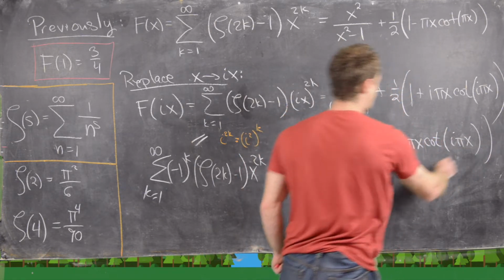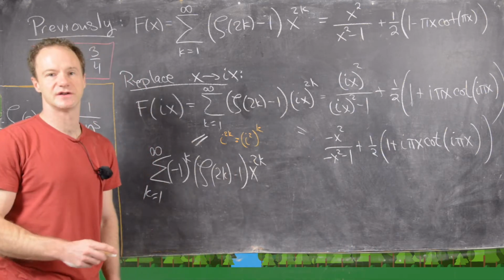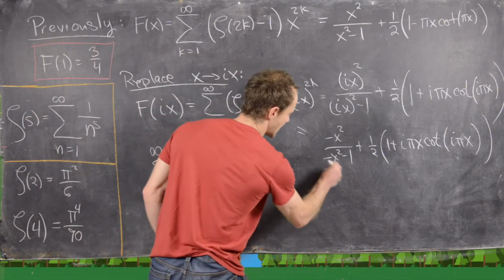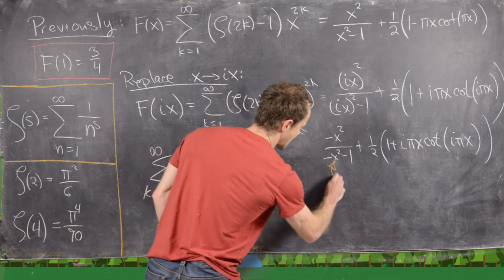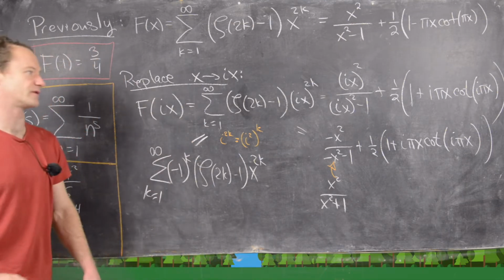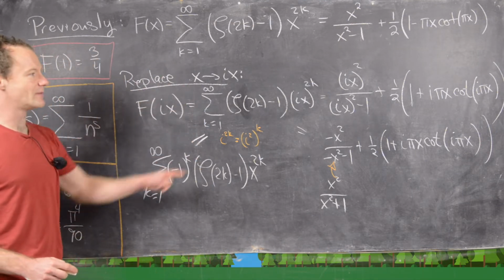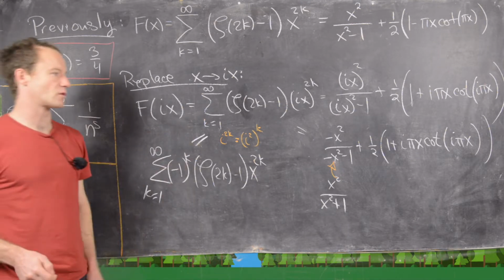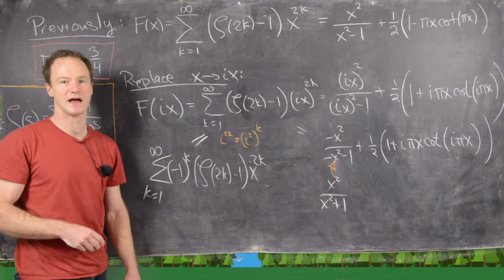And we're going to have to take care of this cotangent of i pi x term. But before we do that, I'm going to go ahead and point out that this is x squared over x squared plus 1, so we can make that simplification. Okay, so I'm going to clean up this bit of the board, replace it with where we are, and then we can start working on this cotangent of i pi x term.